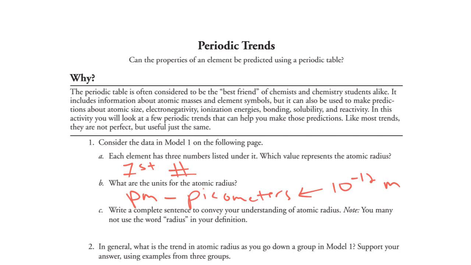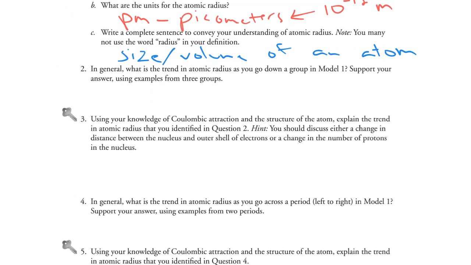All right, part C asks us to convey our understanding of atomic radius. Go ahead and put this in a complete sentence. But it is basically the size or volume of an atom. Radius is just one way that we can measure size, and everything else is connected to that.